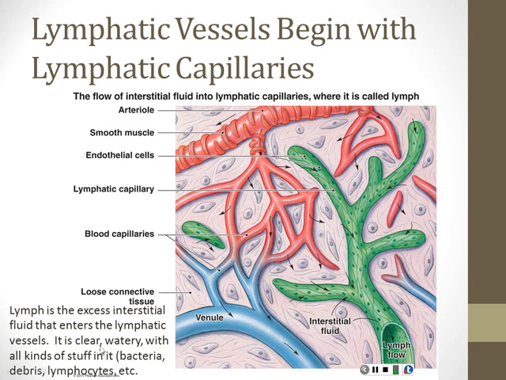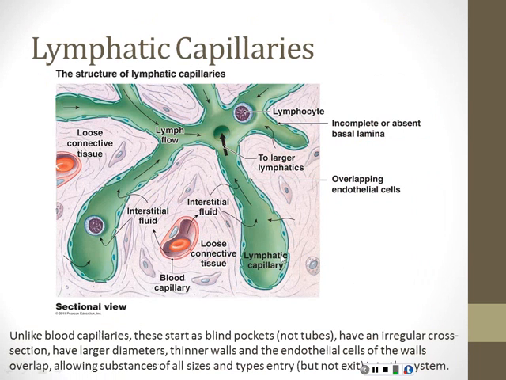So it's clear, it's watery, and as lymph passes through the lymphatic vessels, it ends up with all kinds of stuff in it. You get bacteria in there, debris from damaged cells or infection. Lymphocytes, which are the cells of the immune system, you find them in the lymph. So once fluid enters this vascular system, it becomes lymph. So how does it get in there?